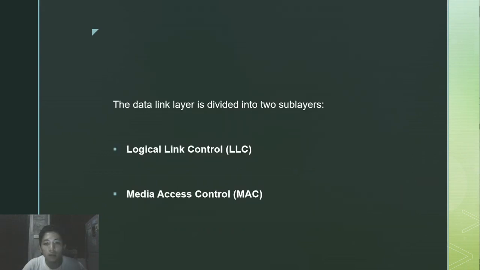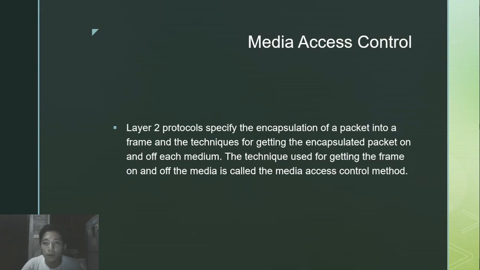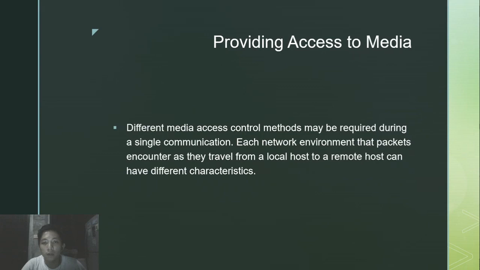The data link layer is divided into two sublayers, the logical link control or LLC and the media access control or MAC. The MAC, or media access control, is a layer 2 protocol that specifies the encapsulation of a packet into a frame and the techniques for getting the encapsulated packet on and off each medium. The technique used for getting the frame on and off the media is called the media access control method. Providing access to media, different media access control methods may be required during a single communication. Each network environment that packets encounter as they travel from a local host to a remote host can have different characteristics.